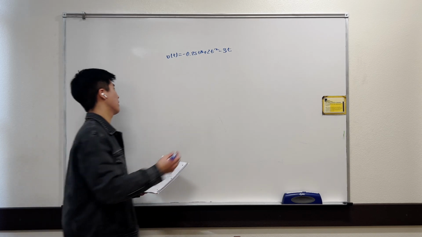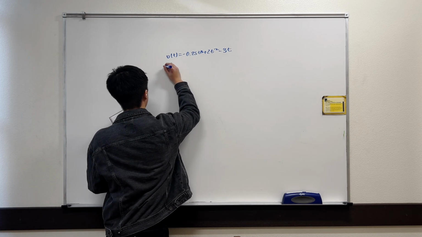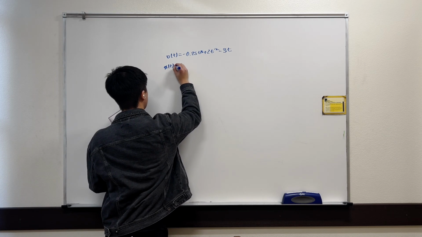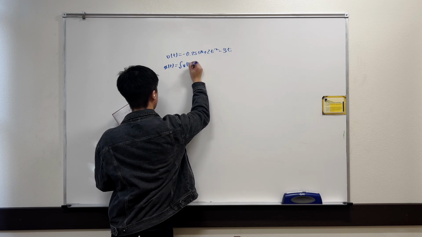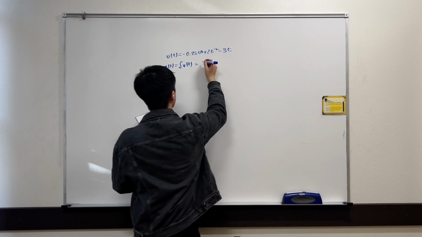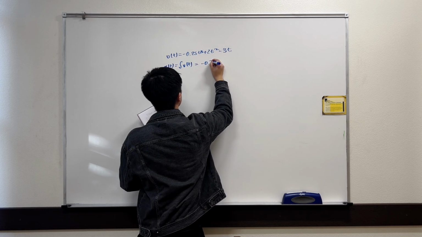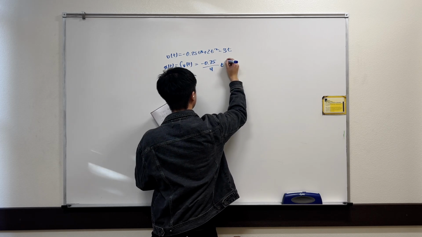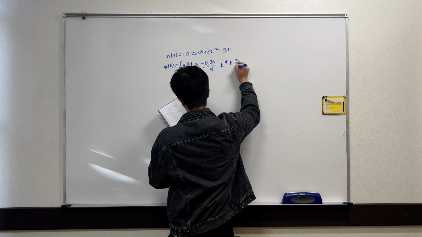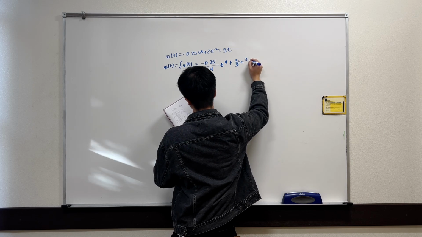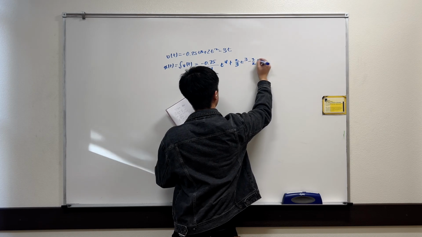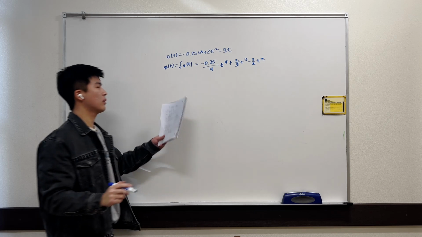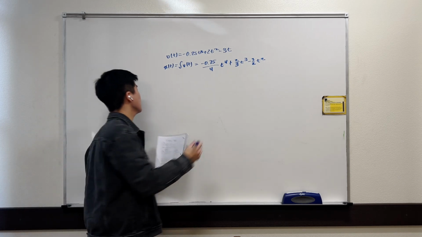Well, you integrate it. Since we know that x of t was the integral of v of t, that equals negative 0.25 over 4, since you raise it to the power of 1 and divide it by that number, plus 2 over 3 t to the power of 3 over 2 to the power of 2. You have now your equation. So it's very simple. 6 seconds, we'll just plug it in.